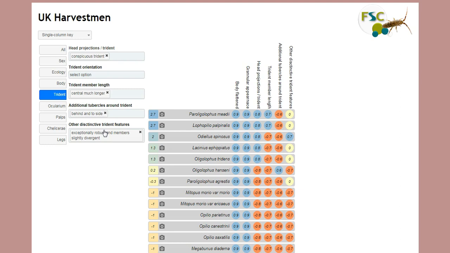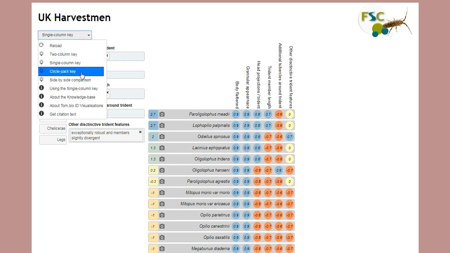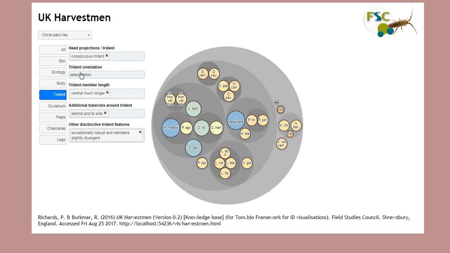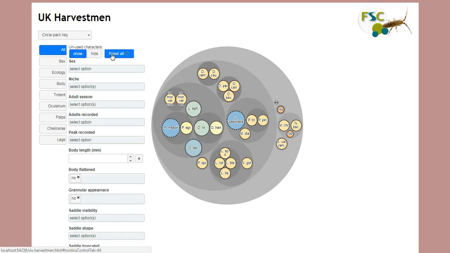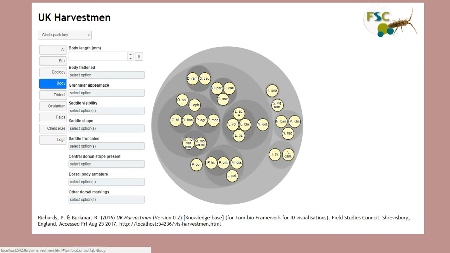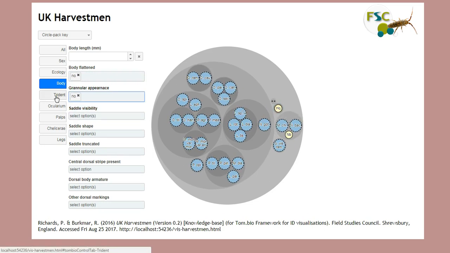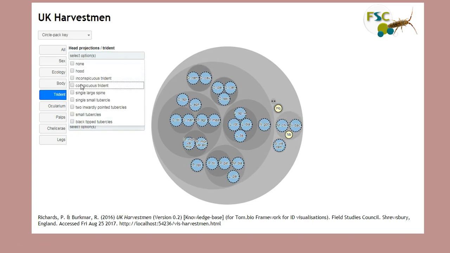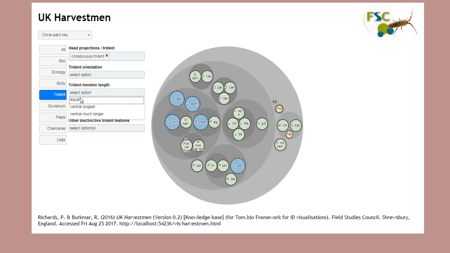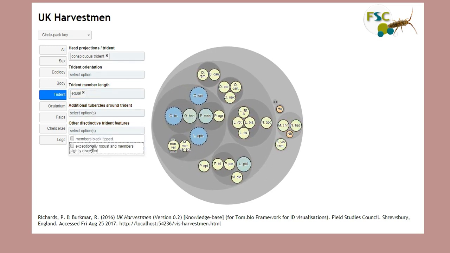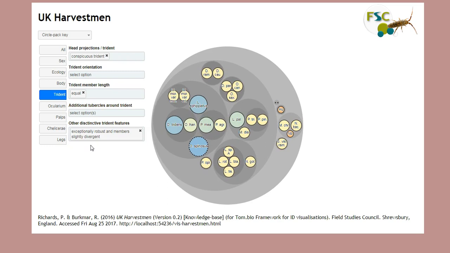The circle pack key is another multi-access key visualization, but with a radically different way of visualizing the taxa. In this key, the taxa are represented by circles which change size and colour depending on how well they match user input. A key feature is that it organises taxa hierarchically in nested circles that reflect their taxonomy.